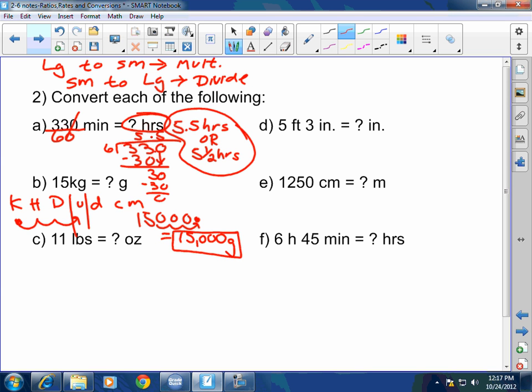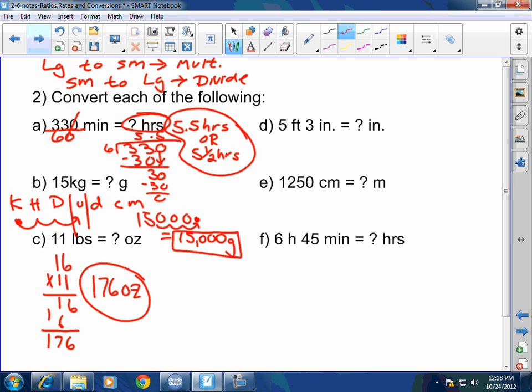Okay, 11 pounds to ounces. Am I going large to small or small to large? Large to small. So when I go large to small, do I multiply or divide? Multiply. How many ounces in a pound? So I go 16 times 11, which is going to be 176. So 176 ounces.